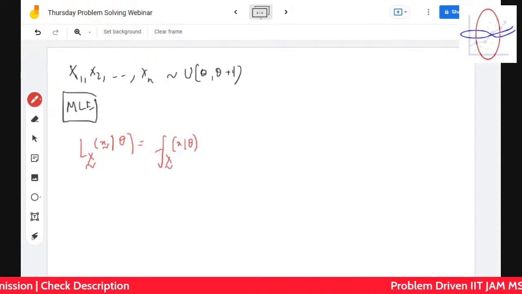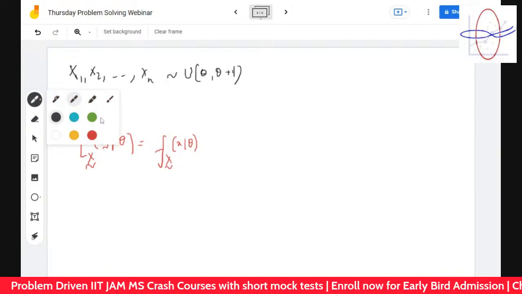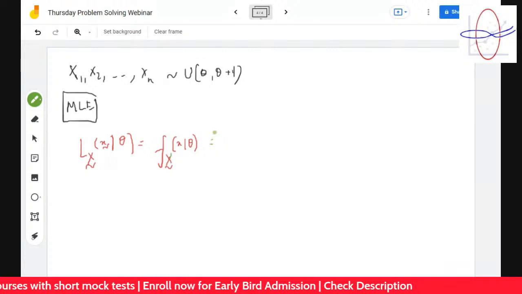See, I'm writing this because in your ISI exam you have to write like this, okay? In your IIT JAM you can easily do it like this, but in the ISI exam, which is coming really soon, also after IIT JAM, you have to write like this. Learn how to write mathematics. I was very weak at it, so I really focus on it.